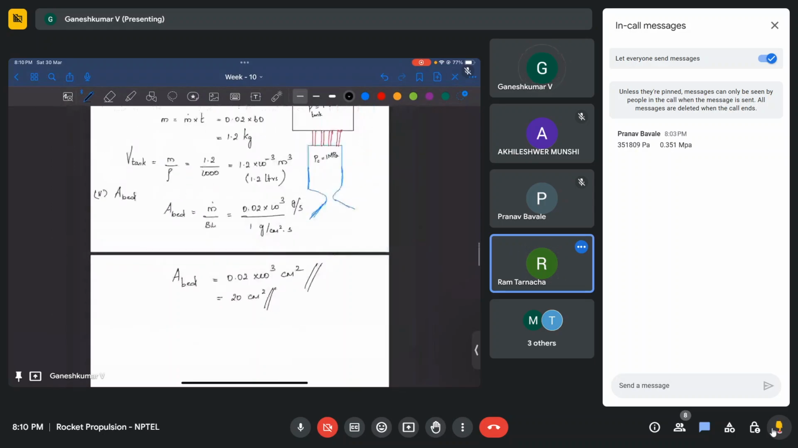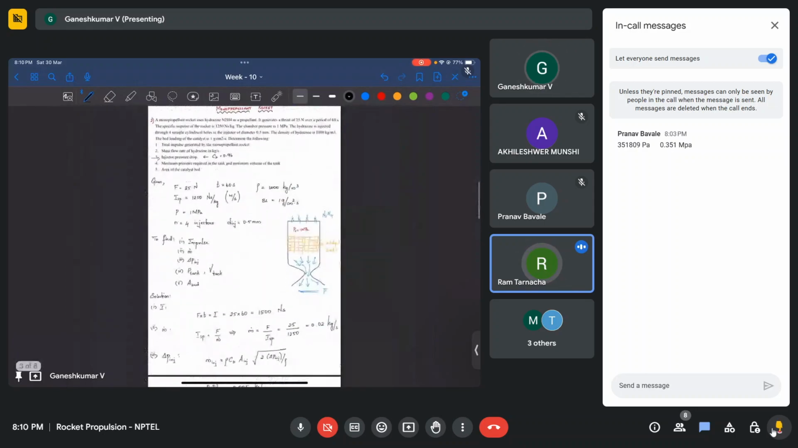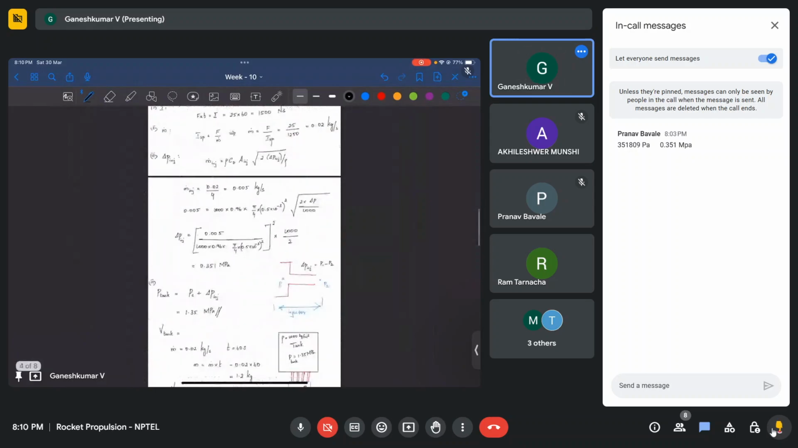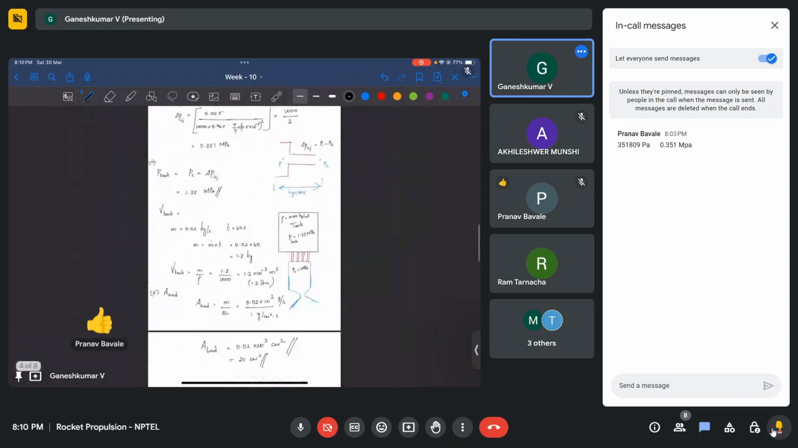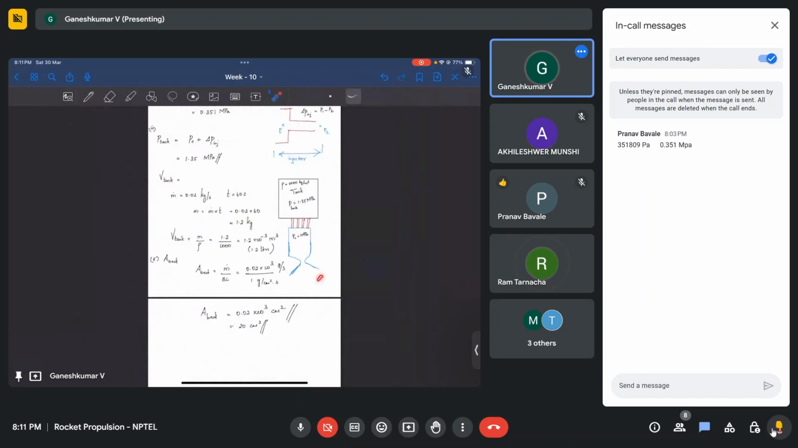Okay, is that clear? That is how we do this problem. The only thing is we need to understand how the operation of a monopropellant rocket works. There is going to be a tank, there are no pumps, there will be injectors and there will be a catalyst bed. That's it.